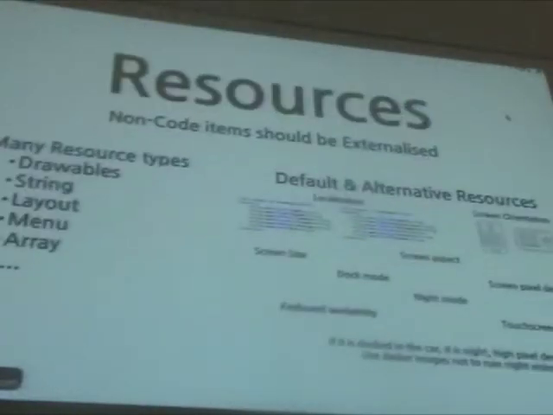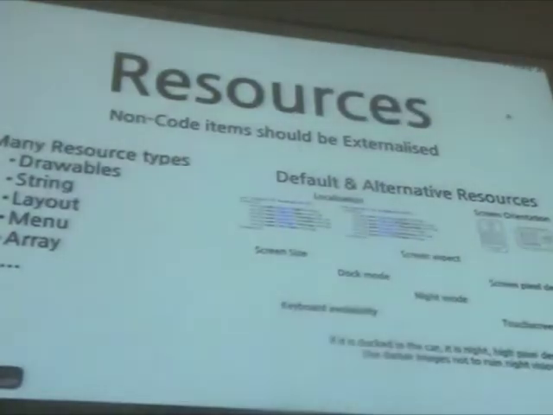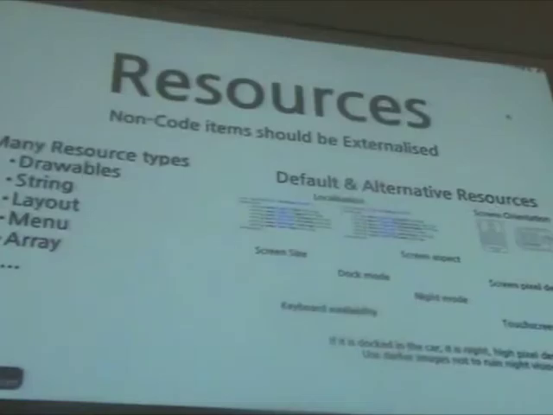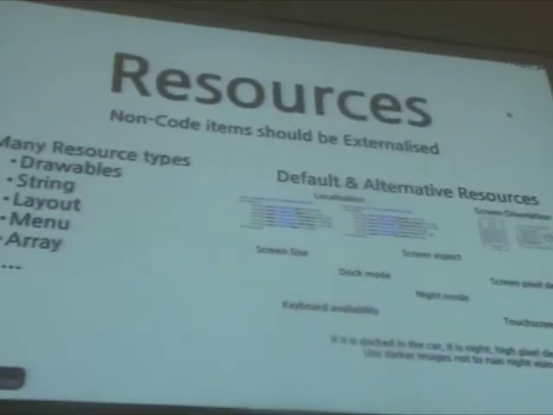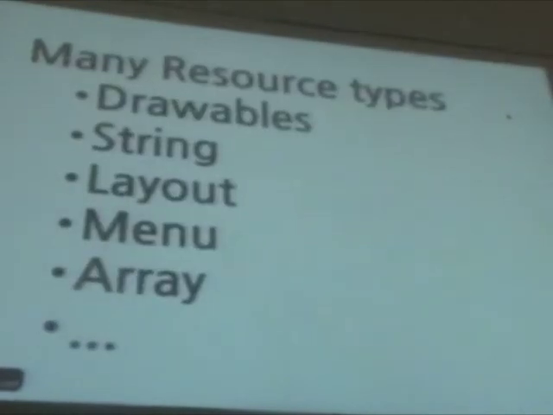And the very important thing is resources. So basically, any non-code items should be externalized. And this is a practice that should be done not only in Android, but any kind of development. The only cool thing is that with Android, we get a couple of bonuses when we externalize these resources. Now, in Android, we have many resource types. Here we have just a list of a few.